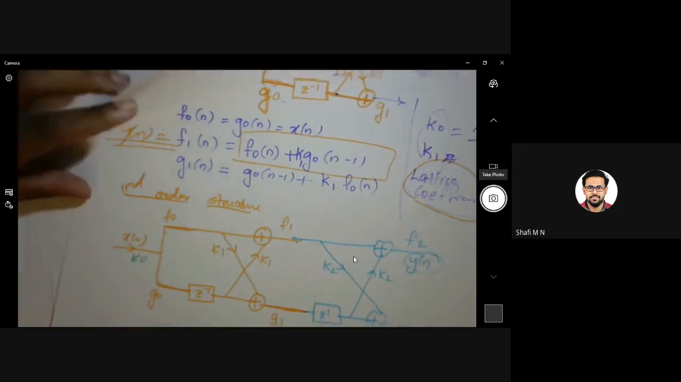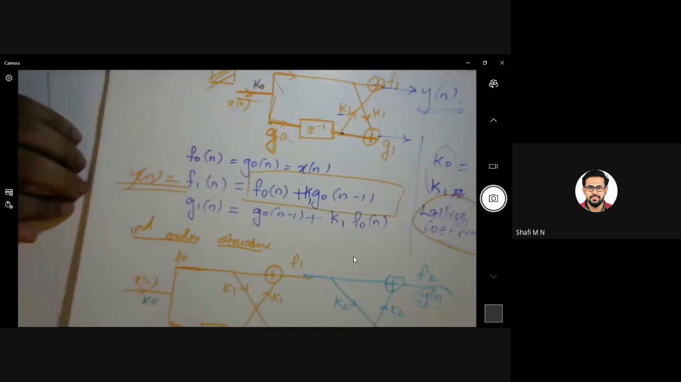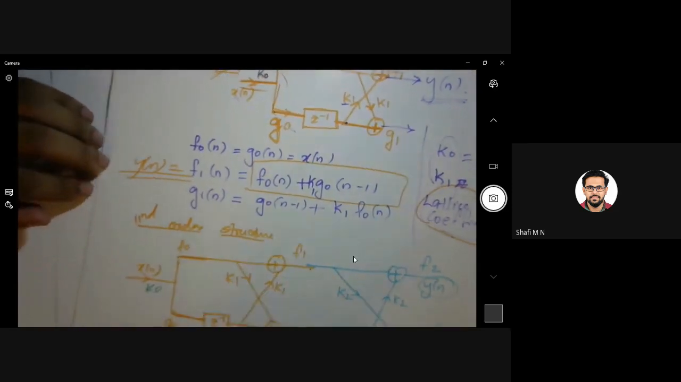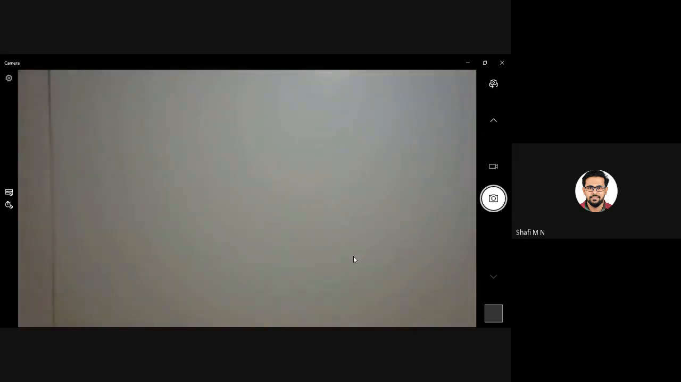So I will give you some equations for K1 and K2. So in general, I will give you an equation for K. You can make a heading, direct form to lattice structure.